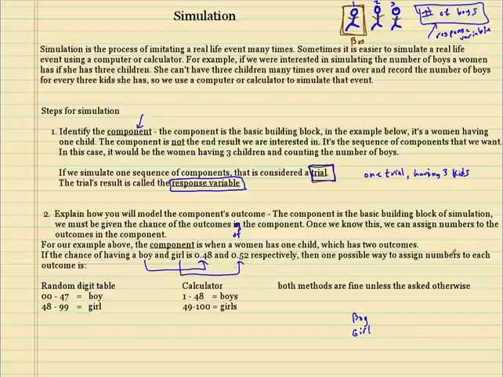Then one possible way to assign numbers to each outcome is, here's where it gets a little tricky, assigning numbers to components. You have to assign numbers to outcomes of a component. The component's not going to change.